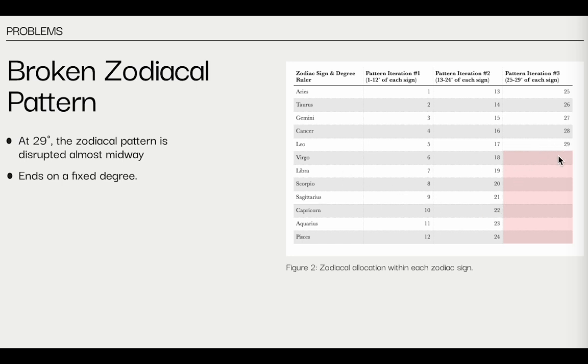And so we have in the red here Virgo, Libra, Scorpio, Sagittarius, Capricorn, Aquarius, and Pisces missing an allocation. And it's not made up for anywhere. It's just avoided. And then the other issue I have with this is that it ends on a fixed sign. The 29th degree ends with Leo. Leo is a fixed sign.